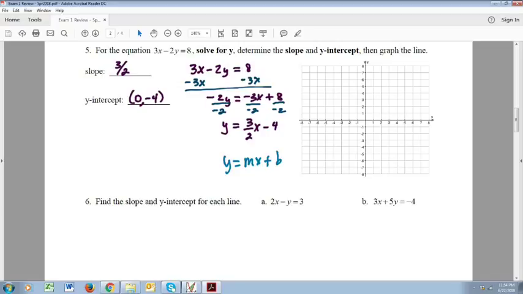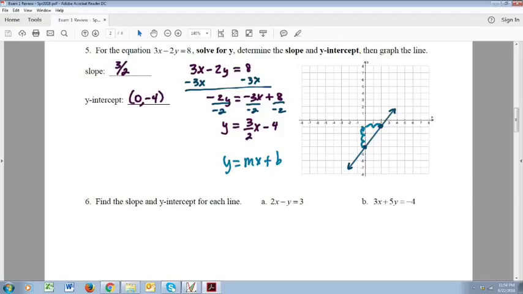So now we can plot our point 0, negative 4, and then we'll rise 3 and run 2. Remember, our slope is 3 over 2, which is rise over run. And that puts us at the point 2, negative 1, and we can draw the line. And in fact, I could go from that point we just got up another 3 units and right 2, and we would keep landing on the line if we keep applying the slope.